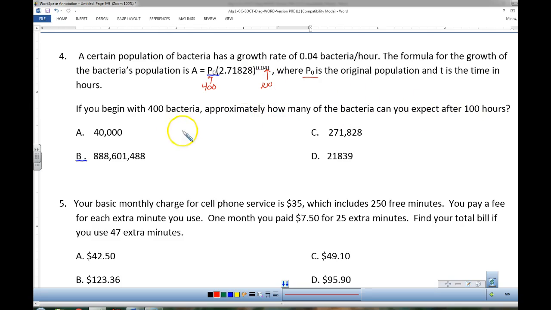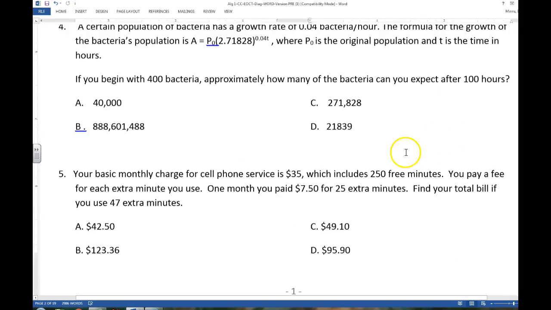So this is a plug-in. A equals 400, 2.71828 times 0.04 times 100. And when you do that math, you will get 21,839, which is answer D. Okay, good. Number 5.